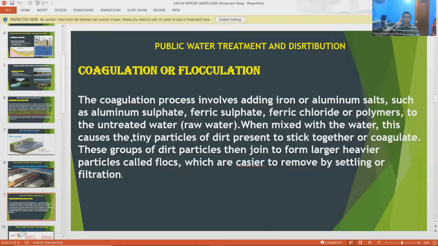When mixed with the water, this causes the tiny particles of dirt present to stick together, or coagulate. These groups of dirt particles then join to form larger, heavier particles called flocks, which are easier to remove by settling or filtration.